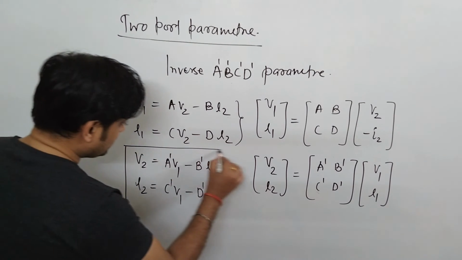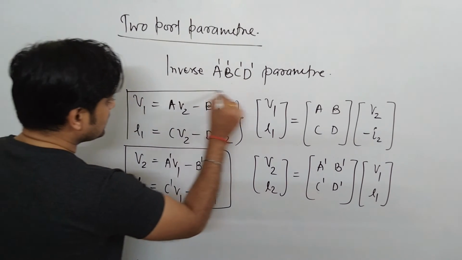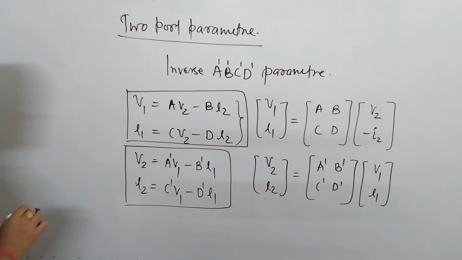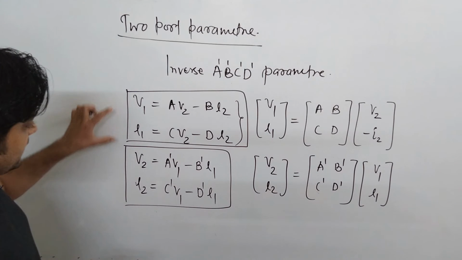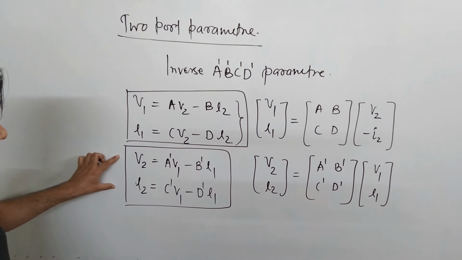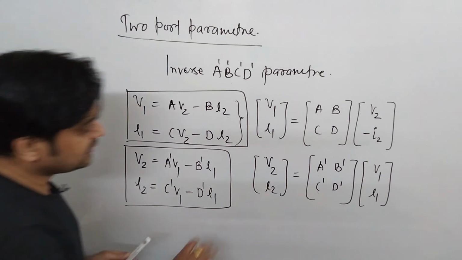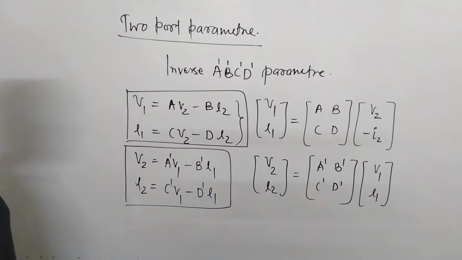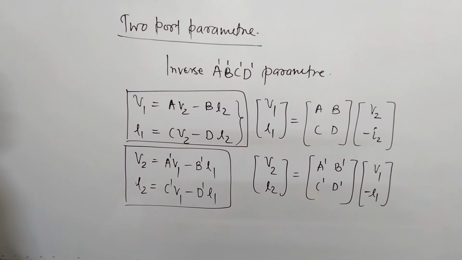So this is A dash, B dash, C dash, D dash and this is A, B, C, D. Just by comparing, you'll be able to understand more easily. This is your ABCD parameter and this is your inverse ABCD parameter. It is represented in the form of A dash, B dash, C dash and D dash, and this is the matrix formation of both the parameters. Here you can write it as minus of I1. Okay, so this is about the inverse A dash, B dash, C dash and D dash parameters.